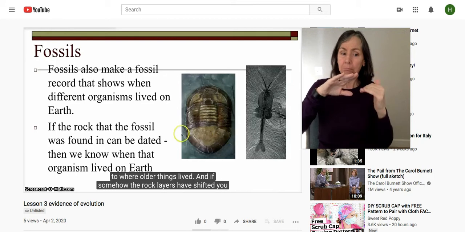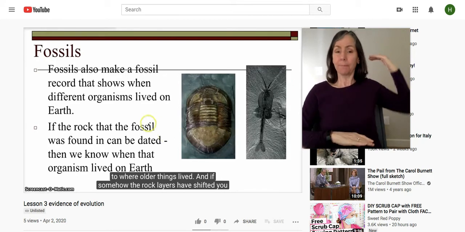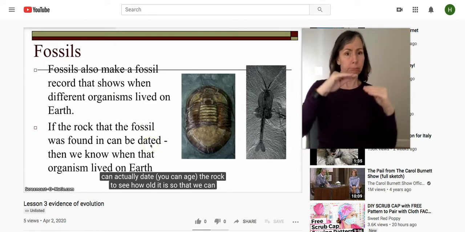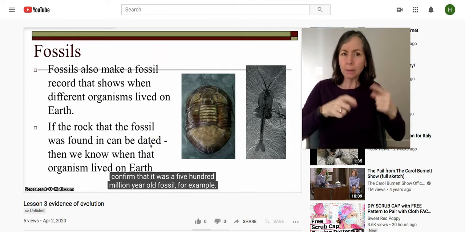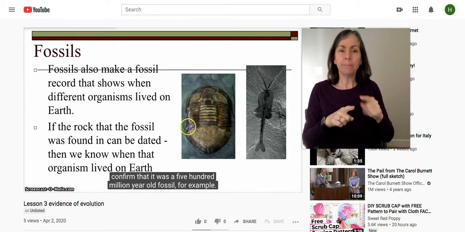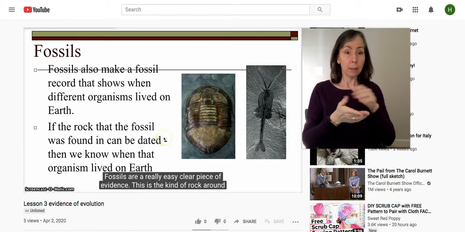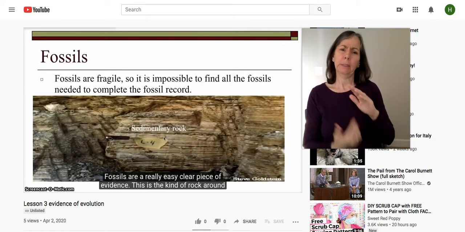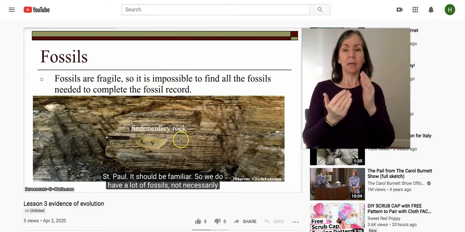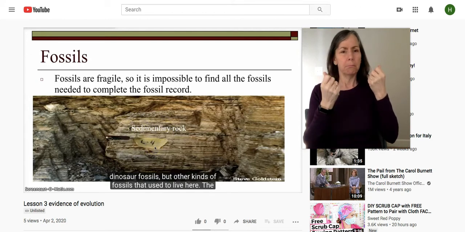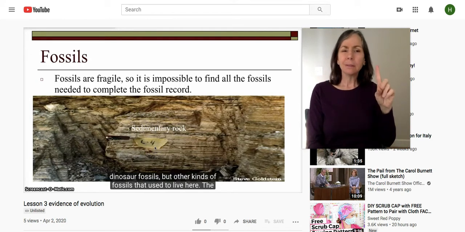And if somehow the rock layers have shifted, you can actually age the rock to see how old it is, so that we can confirm that it was a 500 million year old fossil, for example. Fossils are a really easy, clear piece of evidence. This is the kind of rock around St. Paul. It should be familiar. So we do have a lot of fossils. Not necessarily dinosaur fossils, but other kinds of fossils that used to live here.